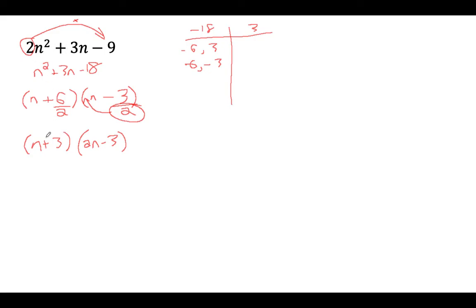And you can verify that works by foiling. N times 2n, 2n squared. N times negative 3 is negative 3n. Plus 6n would be 3n. And then 3 times negative 3 would be negative 9. So this would end up being our answer. So remember, this guy right here wasn't our answer. You have to divide by what you slid first.